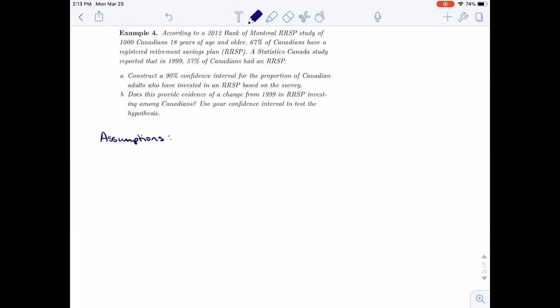And so part B, just to make sure that it's not a hypothesis test lurking there: does this provide evidence of a change from 1999 in RRSP investing among Canadians? Left alone, that would be a full-blown hypothesis test, right? Completely fine. But then it says use your confidence interval to test the hypothesis. And so we'll just keep going with our confidence interval.